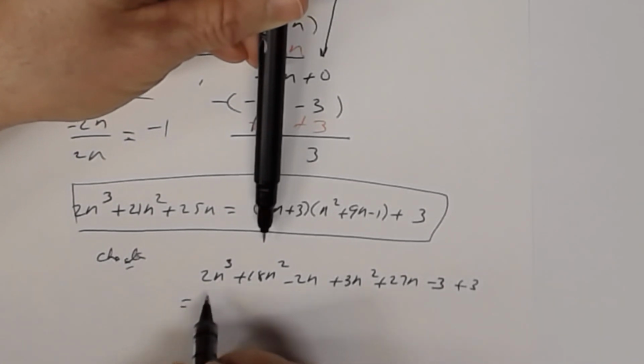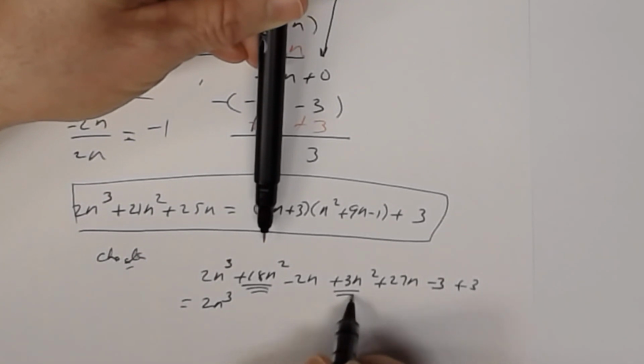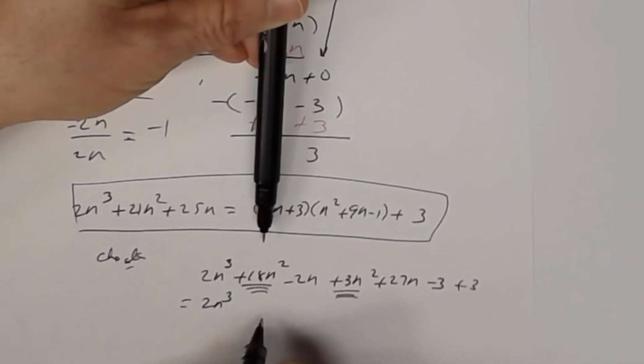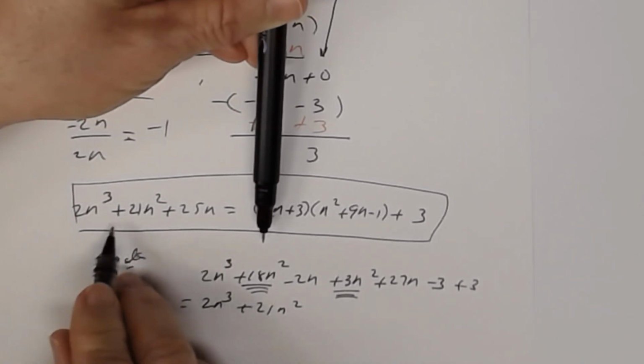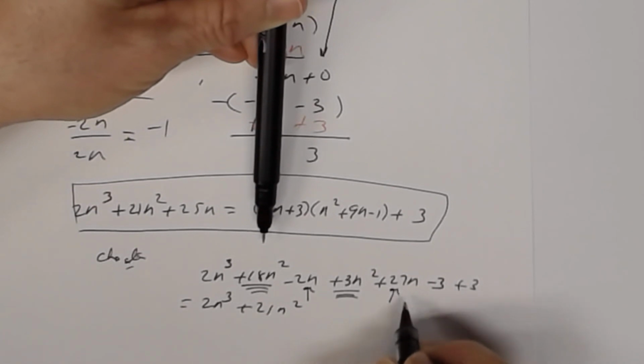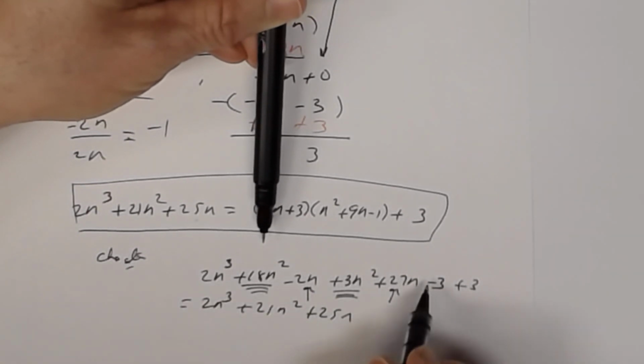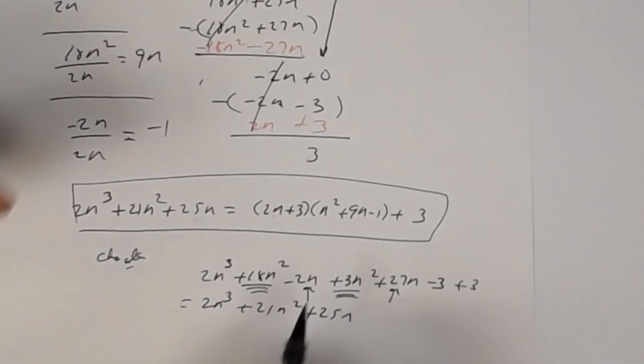Combining like terms, I get 2n cubed. 18n squared and 3n squared is 21n squared. So far I'm good, right? So I have it so far. Negative 2n and a positive 27n is a positive 25n, which is what I wanted. And then these constants add up to be 0. So that's it. So what I have is correct.